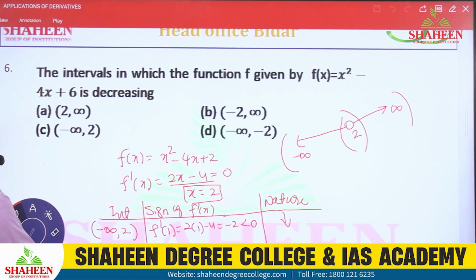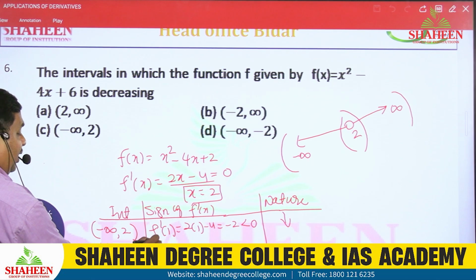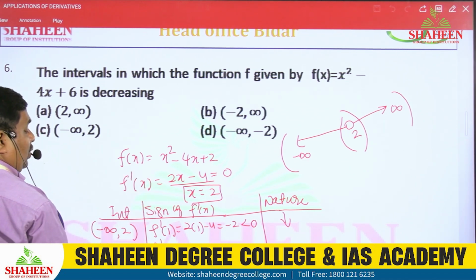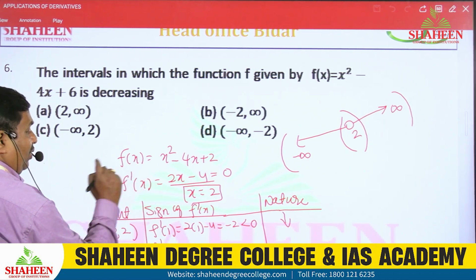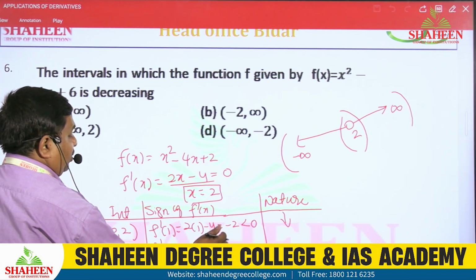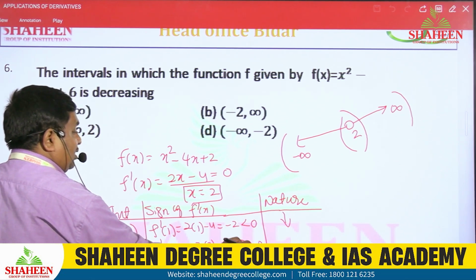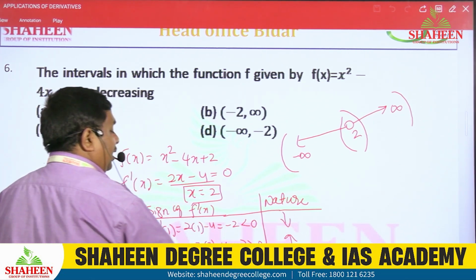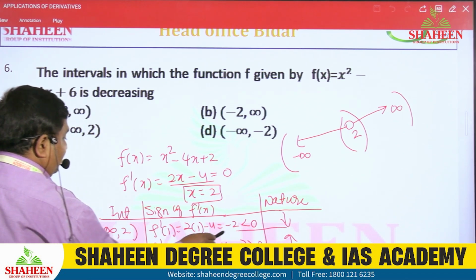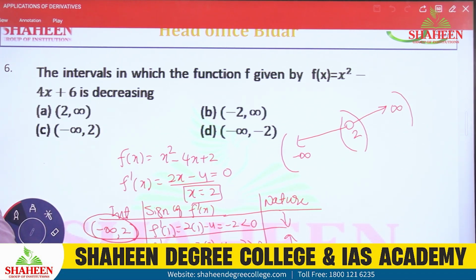If we take the other interval, 2 to infinity, we substitute an x value which is in this interval. After 2 we get 3, and substituting x equal to 3 in this derivative, this becomes 2 into 3 minus 4, which is 6 minus 4, equal to 2. It is positive, so it is an increasing function. What is our question? In which interval it is decreasing? It is in minus infinity to 2. Means the third option is correct.